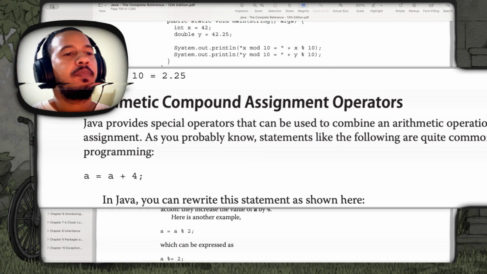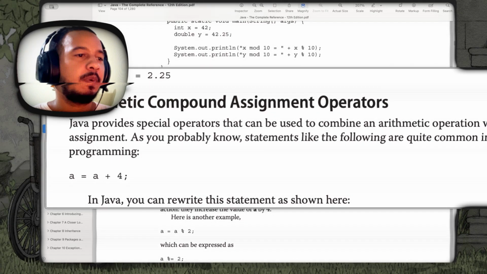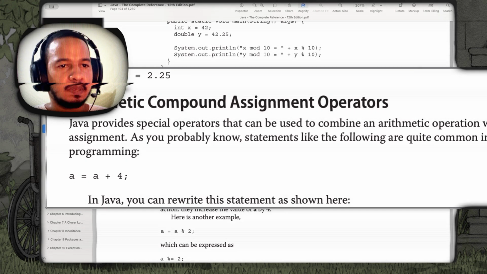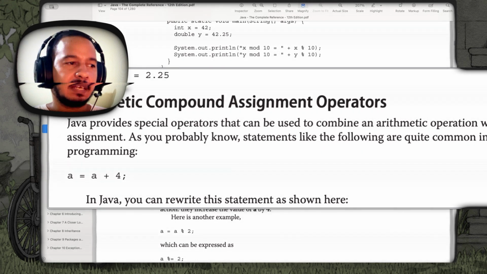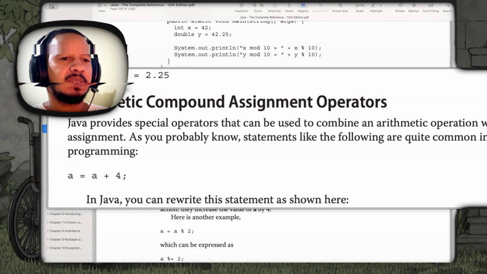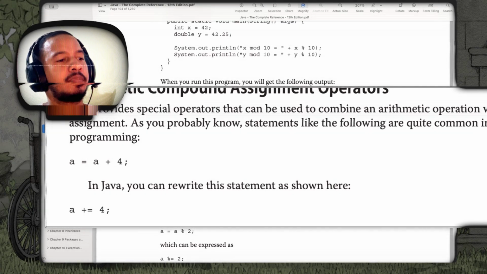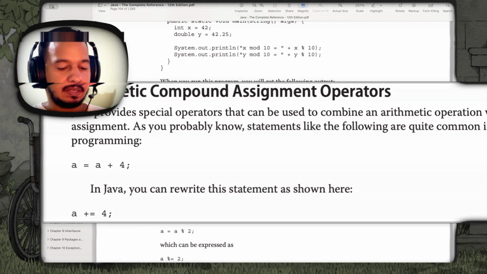Okay, so arithmetic compound assignment operators. Java provides special operators that can be used to combine an arithmetic operation with an assignment. As you probably know, statements like the following are quite common in programming: a = a + 4. In Java, you can rewrite this statement.